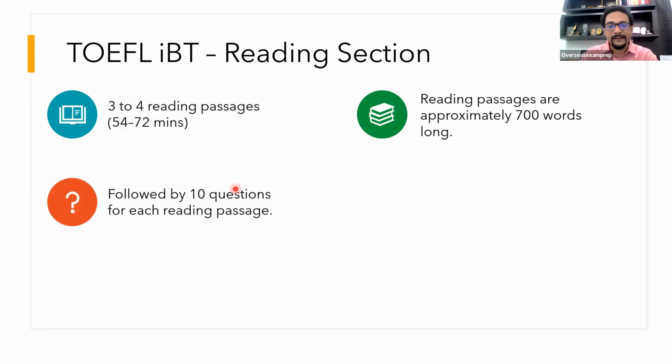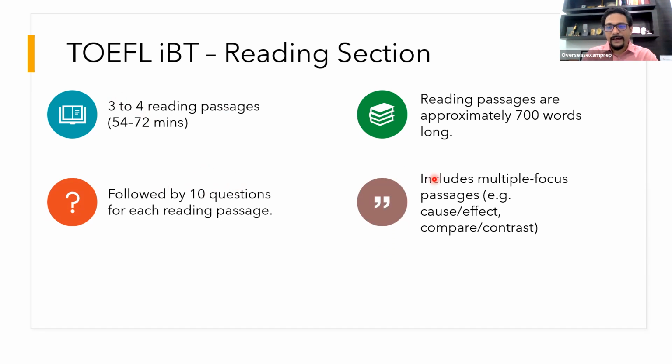Now, they're followed by 10 questions. So every passage has 10 multiple choice questions mostly associated with it. There are 2 other question types as well, which we'll find out later. But that is it. Therefore, if you have 3 passages, you get 30 questions. If 4 passages, you get 40 questions.